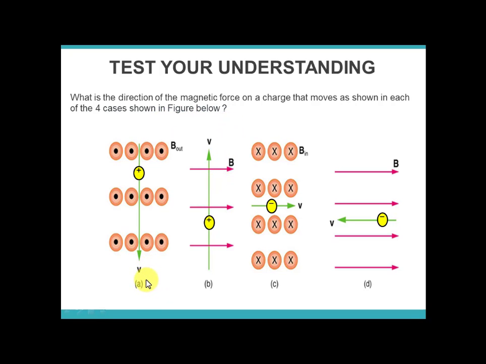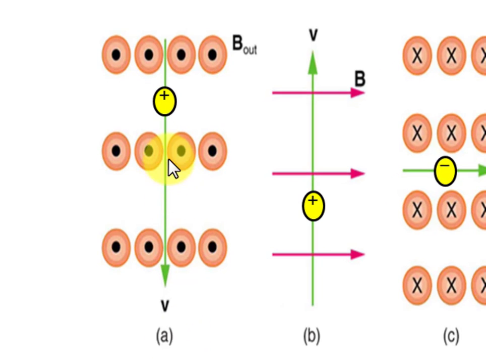Let's take a look at case A. What happened here? You have dot, dot, dot. What is the meaning of the dot here? The dot means that the magnetic field is out of the page, perpendicularly. What type of particle is this? This is a positively charged particle. And where is the direction? The direction is downward. So this is the direction of your thumb.